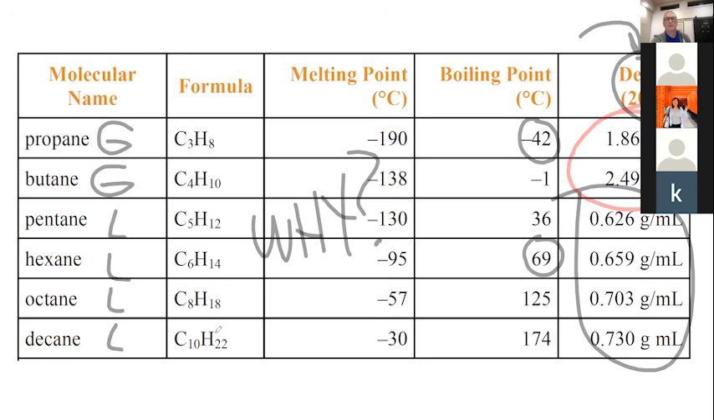Why is water a liquid? So water is a fairly small molecule. Water is a liquid at 20 degrees. Propane is a gas at 20 degrees. Why? What can water do that propane can't? With other molecules.